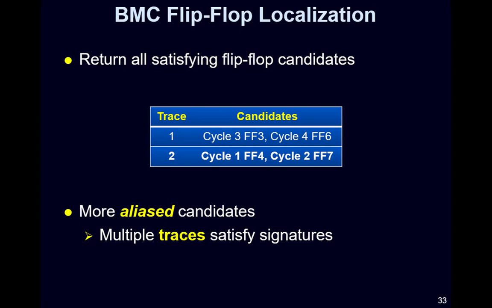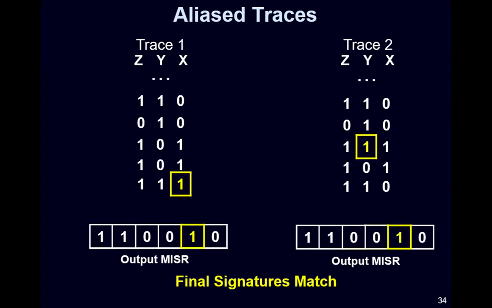And the reason for that is that you don't only get your original candidates, you get alias candidates because we're using compression within our signatures. And these alias candidates are because multiple traces can satisfy the signatures. For example, if we look at these two traces, you'll see that even though trace 2 injects the error at a different point on a different cycle, the final signatures end up matching. And as a result, you have to consider candidates from both traces.